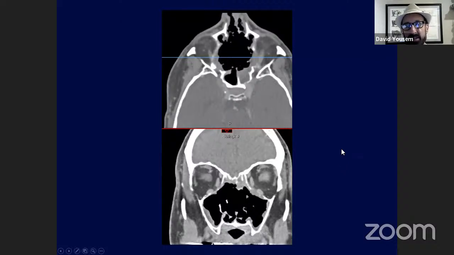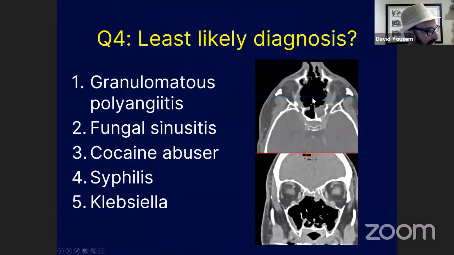CT scan, axial raw data, coronal reconstruction. Least likely diagnosis. Number 1, granulomatous polyangiitis. Number 2, fungal sinusitis. Number 3, cocaine abuser. Number 4, syphilis. Number 5, Klebsiella.